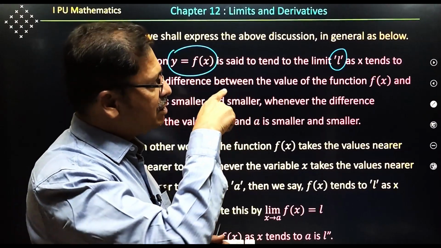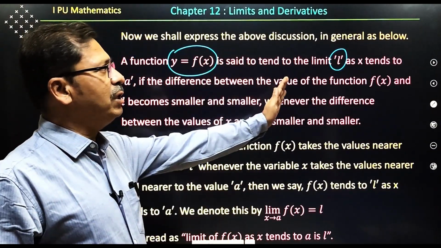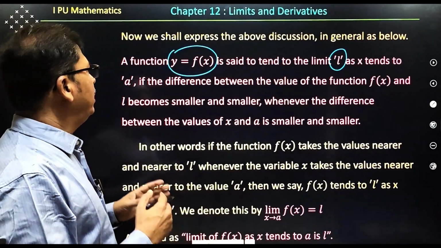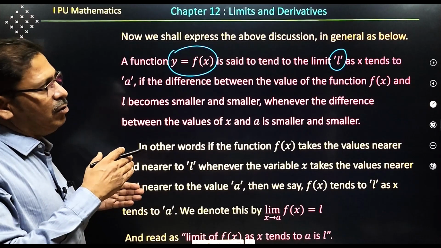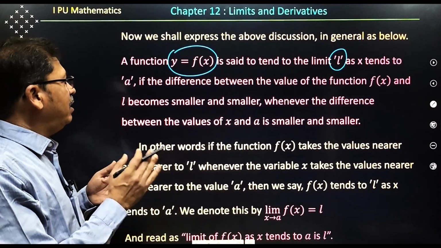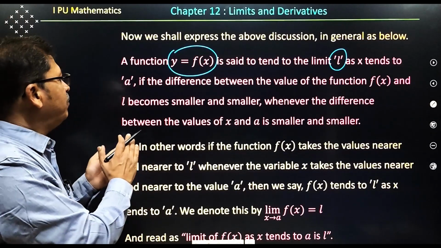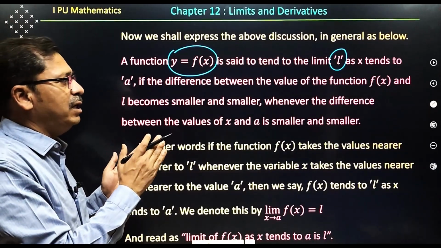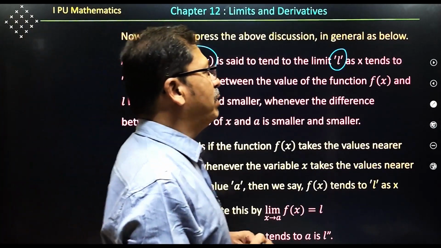Imagine L here in place of 6. A function f(x) is said to tend to the limit L as x tends to a. This is the tending limit, if the difference between the value of the function f(x) and L becomes smaller and smaller whenever the difference between the values of x and a is smaller and smaller. This is well understood with the help of this table.